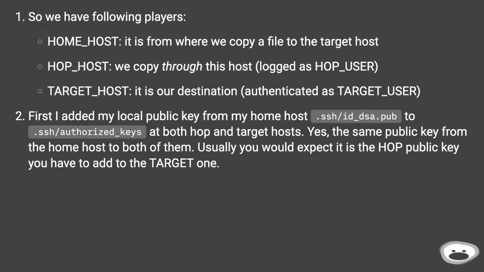Home_host, it is from where we copy a file to the target host. Hop_host, we copy through this host, logged as hop_user. Target_host, it is our destination, authenticated as target_user. First I added my local public key from my home host .ssh/id_dsa.pub to .ssh/authorized_keys on both hop and target hosts. Yes, the same public key from the home host to both of them. Usually you would expect it is the hop public key you have to add to the target one.